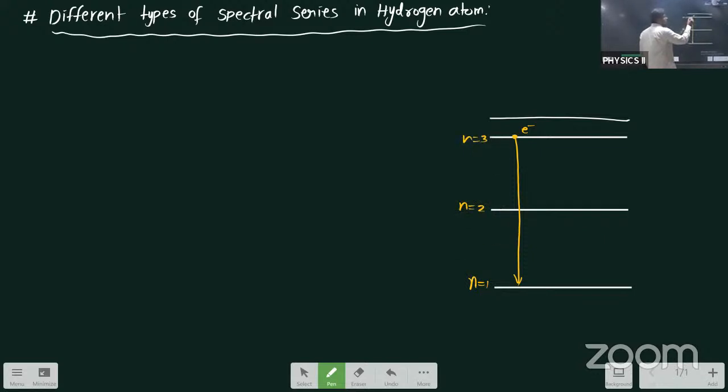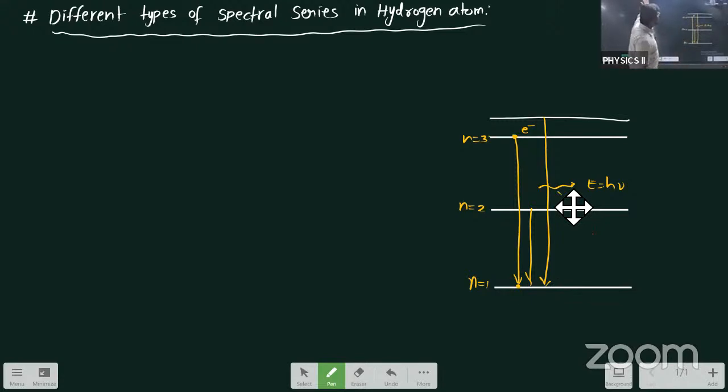Whenever this electron is jumping from any higher energy orbit to a lower orbit, what will happen? It will emit some energy, E equals h nu. Whenever it is emitting light, that photon is coming outside, so it should have some wavelength. That wavelength depends upon from which level the electron is jumping: from third level to first level, from second level to first level, or from some infinite level to first level. Based on that transition level, the wavelength of that particular light depends.